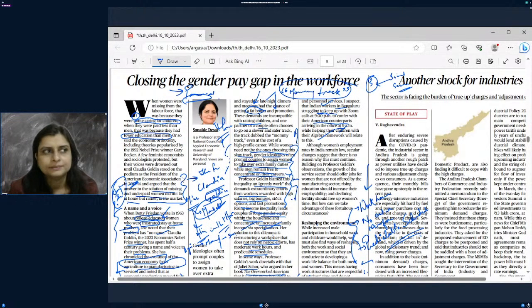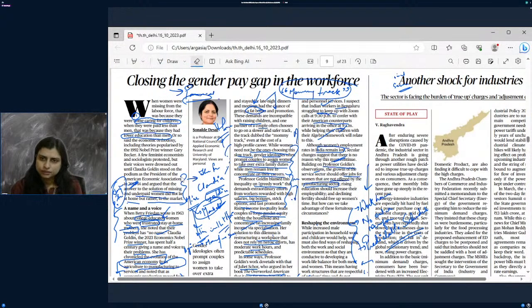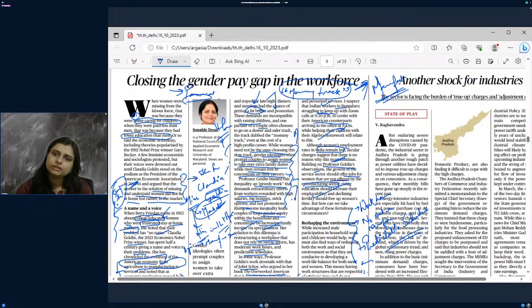Other than that, what is happening? See, although women's employment rates in India remain low, secular changes suggest that there is no reason why this must continue. Building on Professor Gordon's observation, the growth of the service sector should offer jobs for women that are not offered by the manufacturing sector. Then rising education should increase their employability. So firstly, increase the jobs in the service sector. Second is increase the employability.